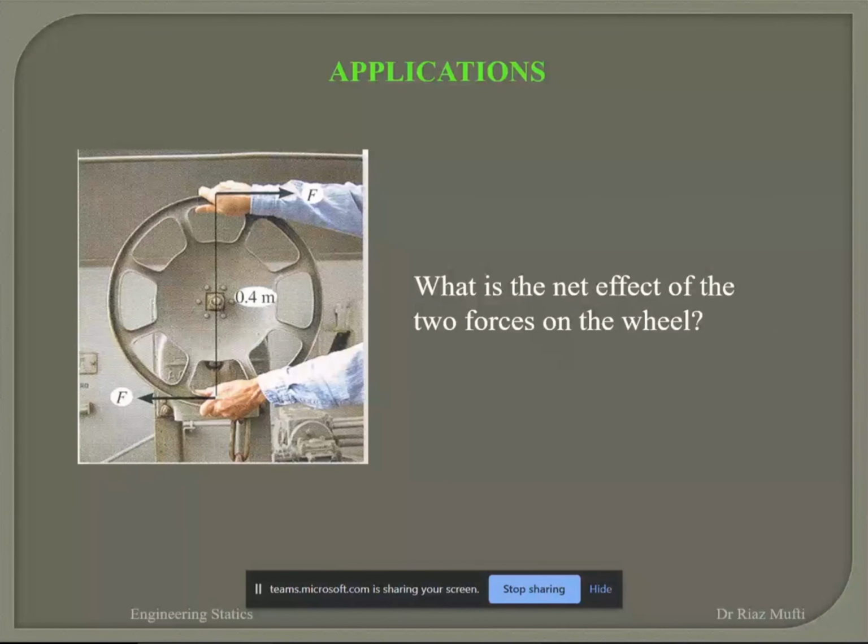Let's look at now the couple, which is pure bending. So, what it says here, what is the net effect of the two forces on the wheel? You can clearly see it's a twist. Net of all the forces along horizontal is 0.